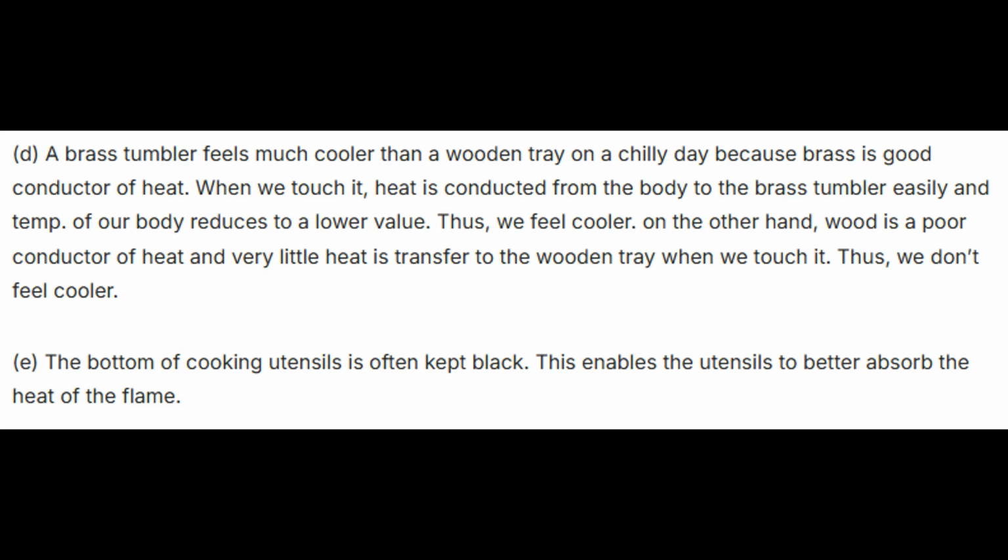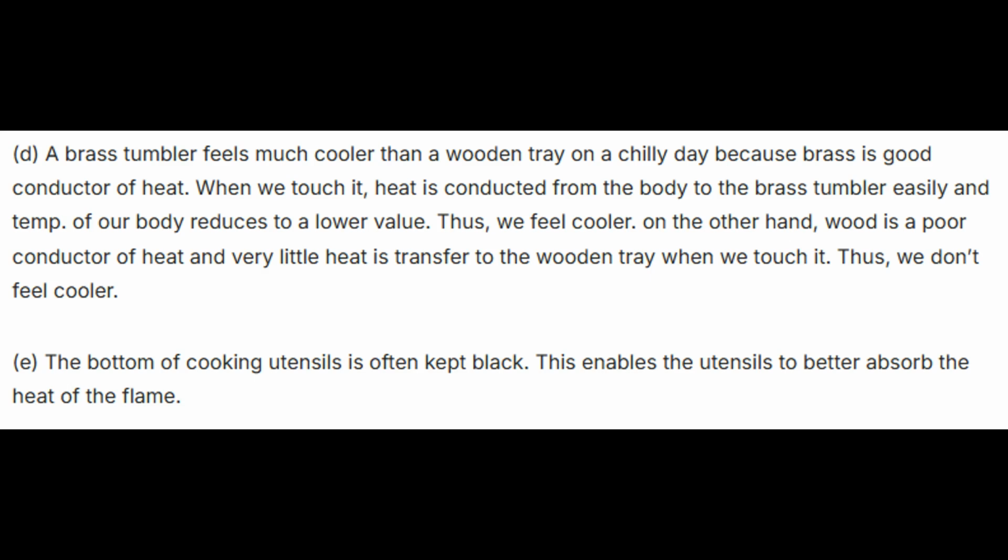D. A brass tumbler feels much cooler than a wooden tray on a chilly day because brass is a good conductor of heat. When we touch it, heat is conducted from the body to the brass tumbler easily, and the temperature of our body reduces to a lower value. Thus, we feel cooler. On the other hand, wood is a poor conductor of heat and very little heat is transferred to the wooden tray when we touch it. Thus, we don't feel cooler.